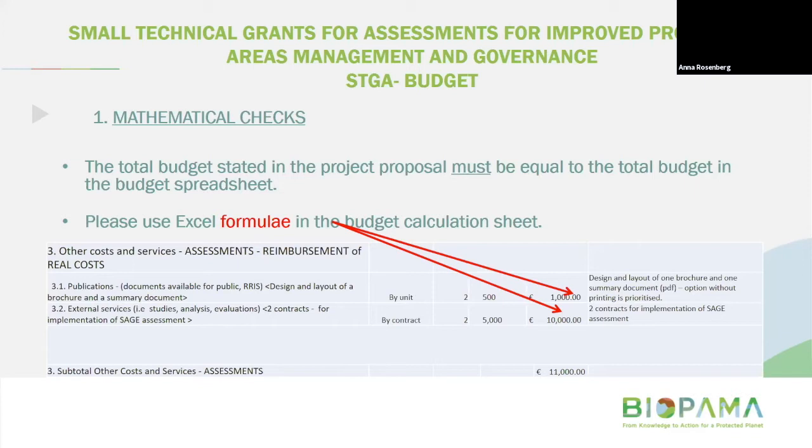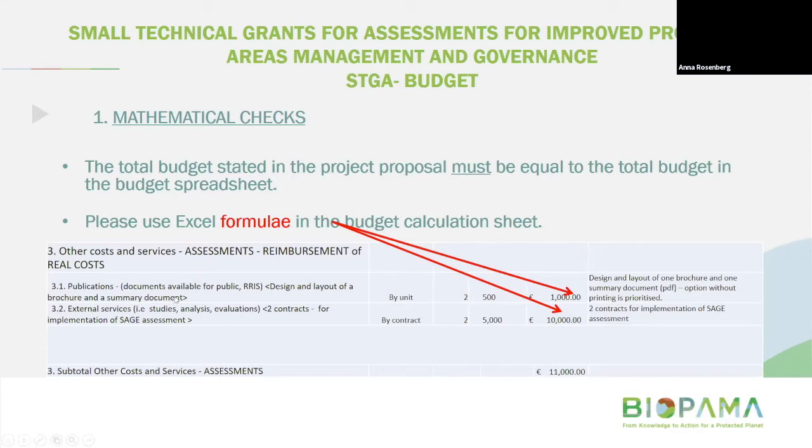Next point. We kindly ask you to use Excel formulas in the budget calculation spreadsheet. Please do not hard code numbers, because this leads to frequent errors. An example is shown on the slide. The cost category number 3, other costs and services. This is the main cost category, assessments.